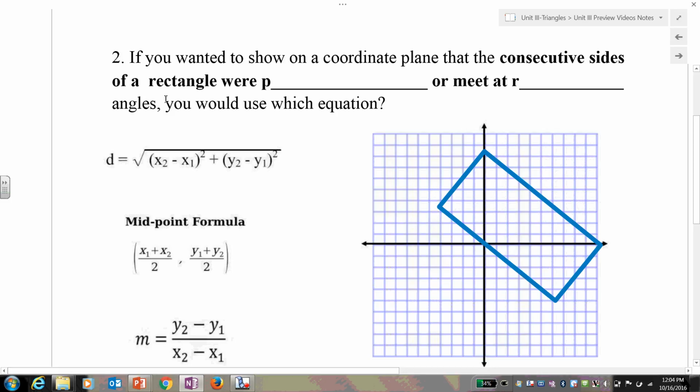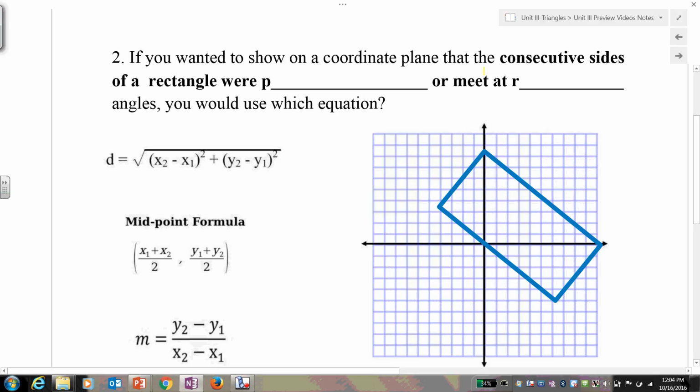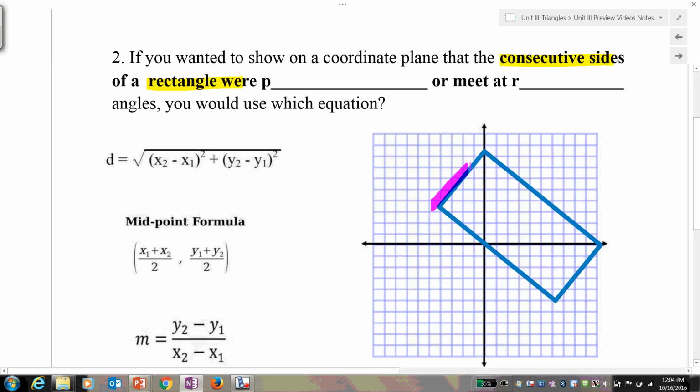So I should see red pen corrections here on this page. If you're correct, smileys, star. If you're not correct, write yourself a little note about how to change it. So here, if I wanted to show on a coordinate plane that consecutive sides of a rectangle, consecutive, that means next to, sides, were perpendicular. In other words, they meet at a right angle.